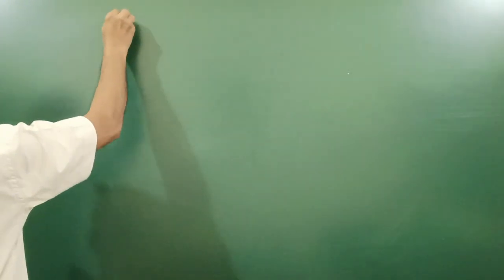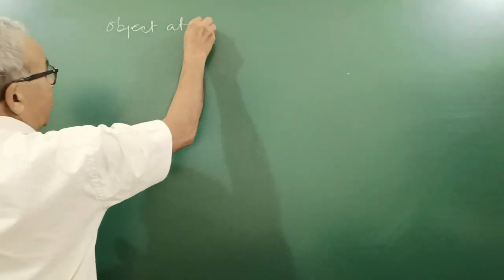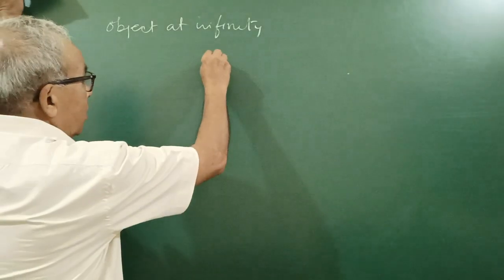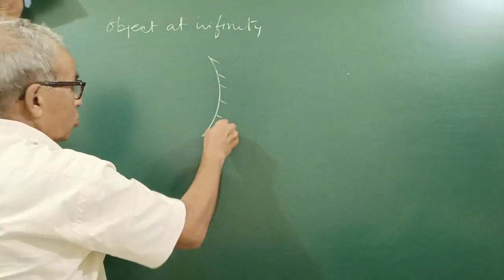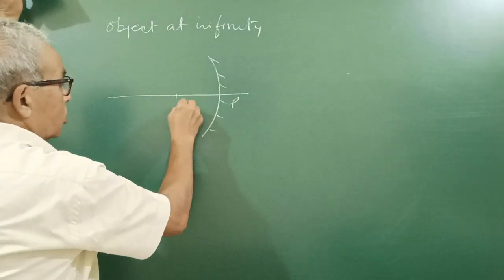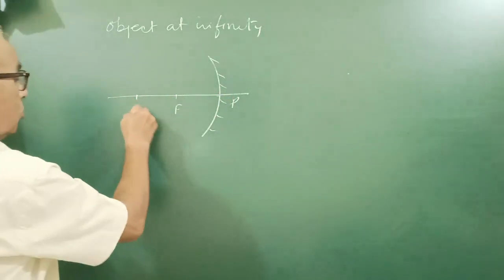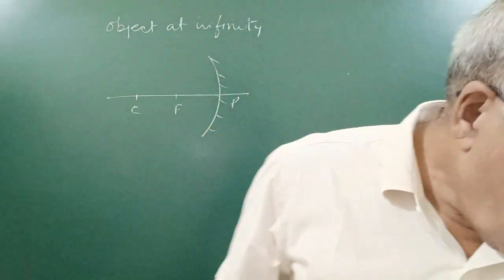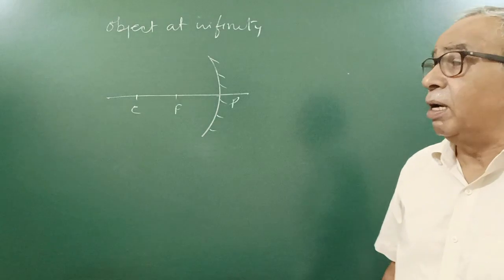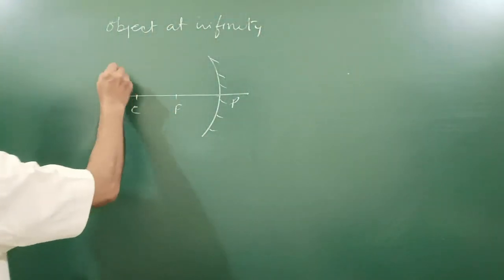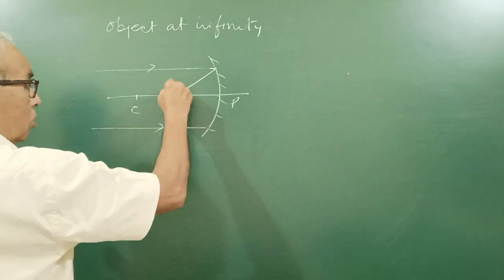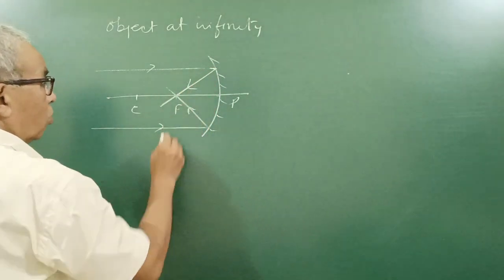Now first of all, I come here: object at infinity. You draw the diagram yourself using pencil and scale. This is the center of curvature. Oh sorry, concave mirror. This is the pole, this is the focus, at exactly the same distance. These distances will be equal. Write first F and C. Parallel rays meet at infinity; we define parallel rays like this. So if the object is at infinity, you can imagine that rays are coming parallel to the principal axis, and they converge at the focus.